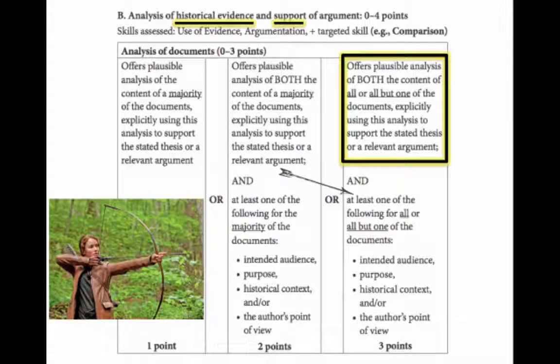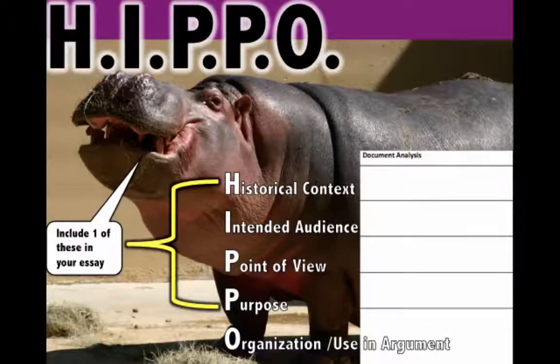Now, it's hard to remember all those different things. What are your options? Well, there's a hippo. Only a hippopotamus will do. HIPPO basically stands for historical context, intended audience, point of view, purpose. Any one of those, you do that, and you use that in your argument, you got that point. And if you do that for all but one of the documents, you get the full 3 points. Beautiful thing. So don't stress it. You could do this. We got this.